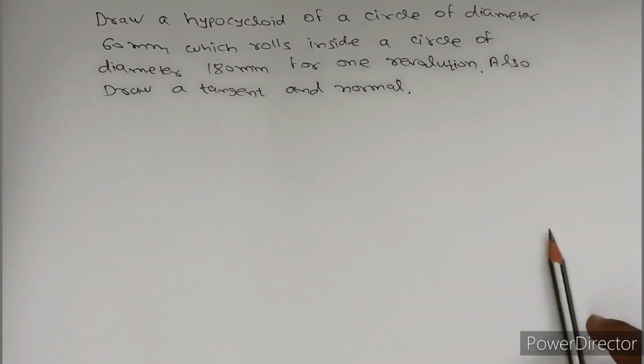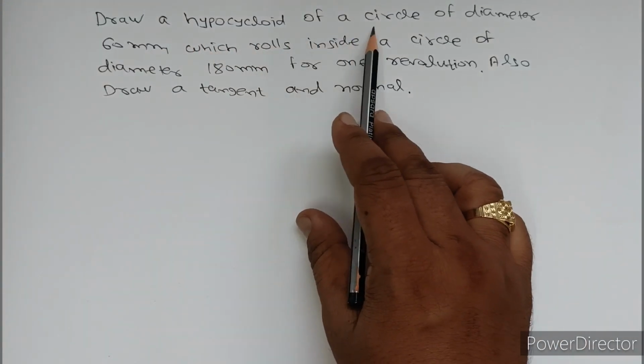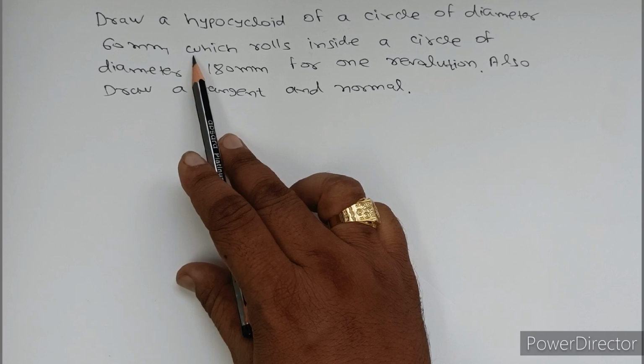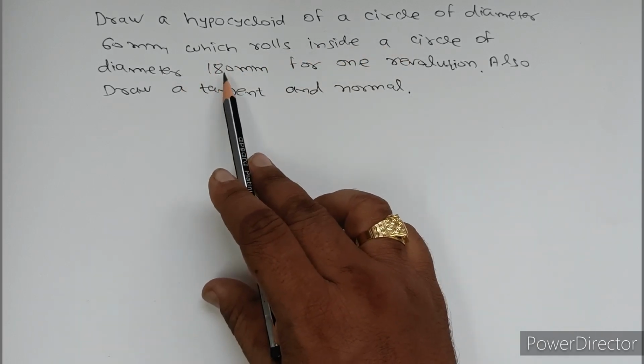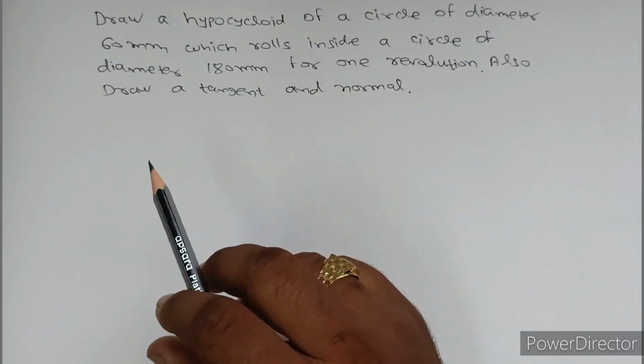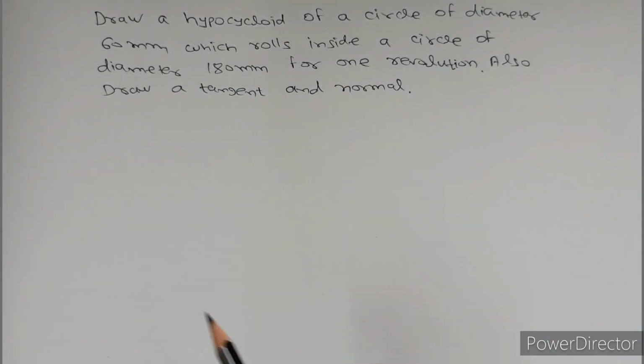This video is about drawing a hypocycloid of a circle of diameter 60 mm which rolls inside a circle of diameter 180 mm for one revolution. Also draw a tangent and normal.